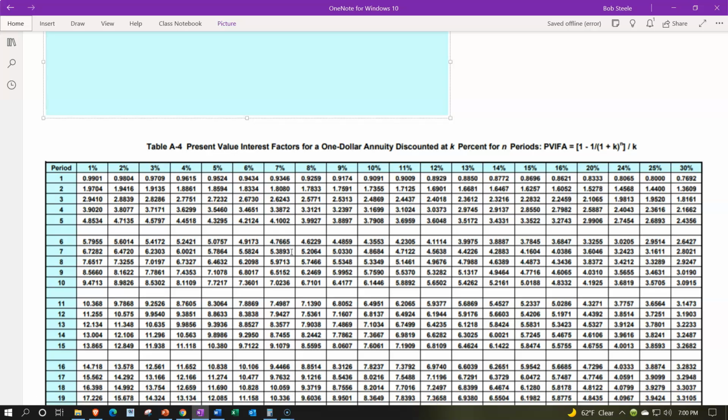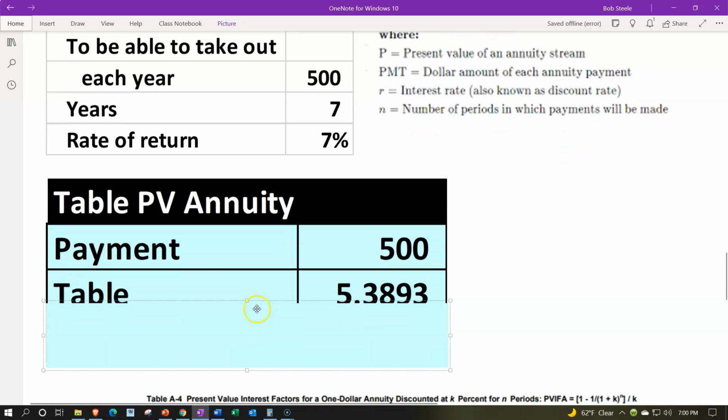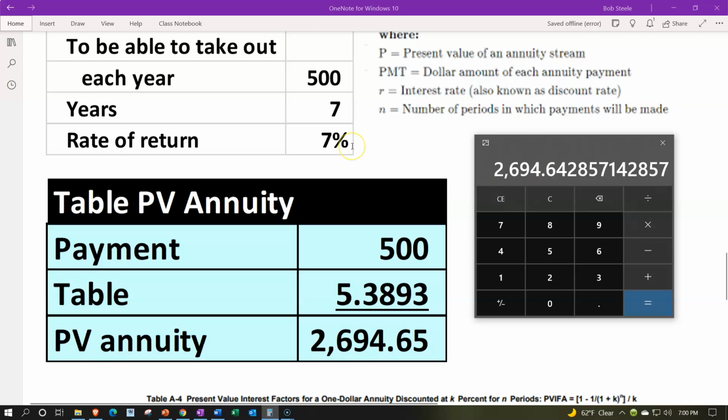And then we got 5.3893. We can just simply multiply that out, do some multiplication, which is just 500 times the 5.3893. And there we have it.